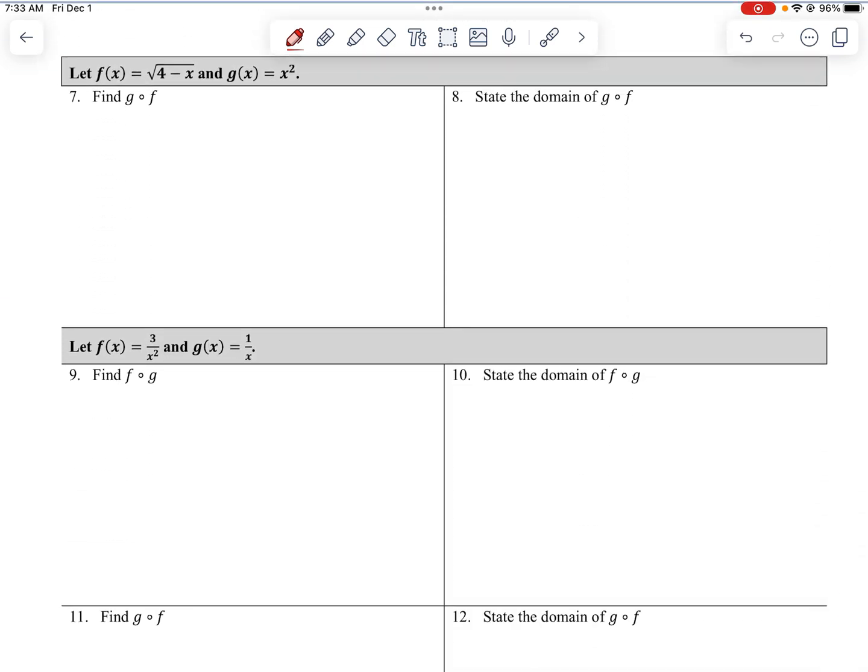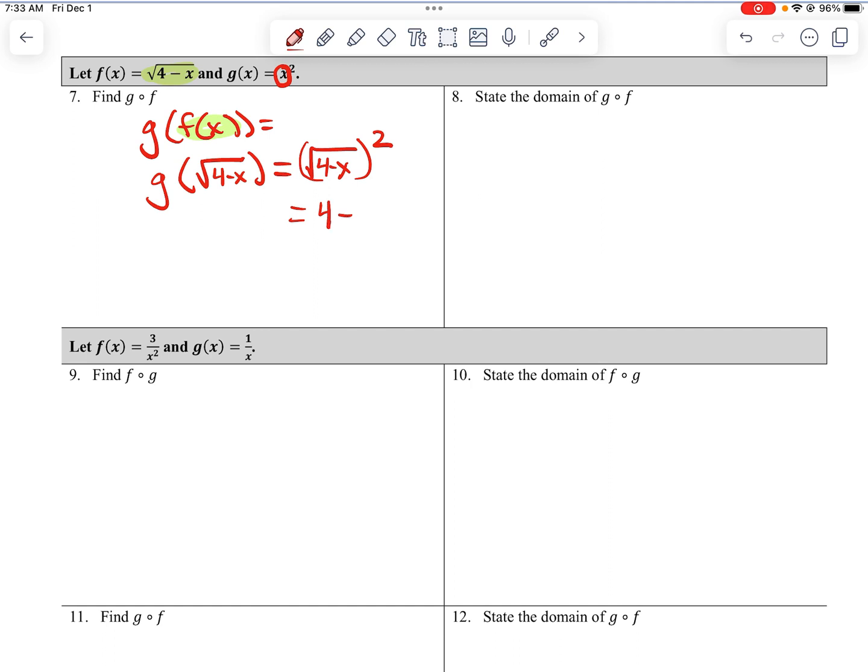Okay, so now we're doing g of f of x. So again, here's our f of x. So this is really g of the square root of 4 minus x. So I go to my g function and I replace the x with the square root of 4 minus x, squared. Well, square root and squared, so this is just 4 minus x.